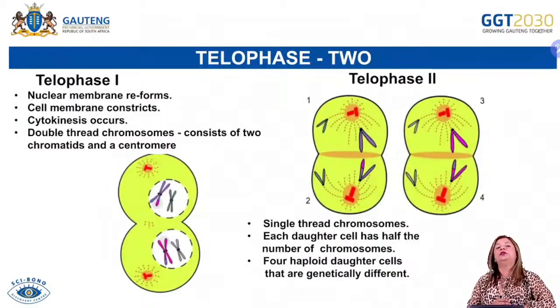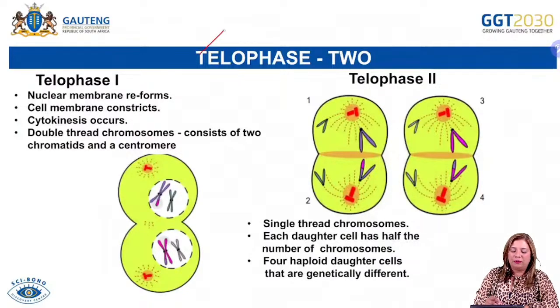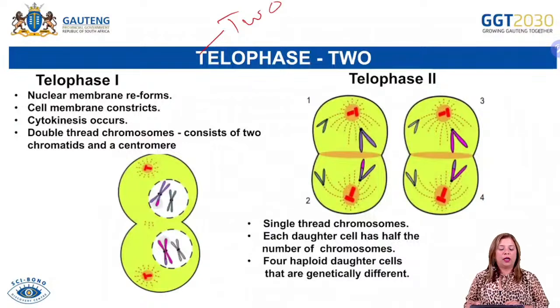If we move on to telophase, I always remember telo 2, T for 2, isn't it? So telophase means 2. So what happens between telophase 1 and telophase 2? Now very, very simply, we're going to do the same thing.